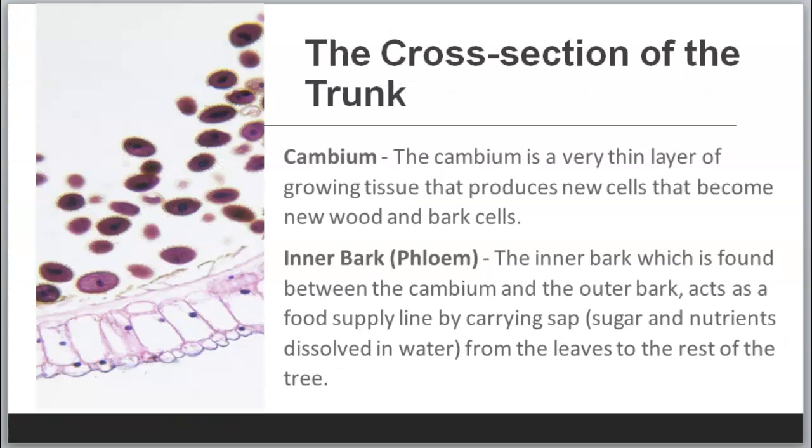Cambium. The cambium is a very thin layer of growing tissue that produces new cells that become new wood and bark cells. Inner bark or phloem. The inner bark, which is found between the cambium and the outer bark, acts as a food supply line by carrying sap in the form of sugar and nutrients dissolved in water from the leaves to the rest of the tree.